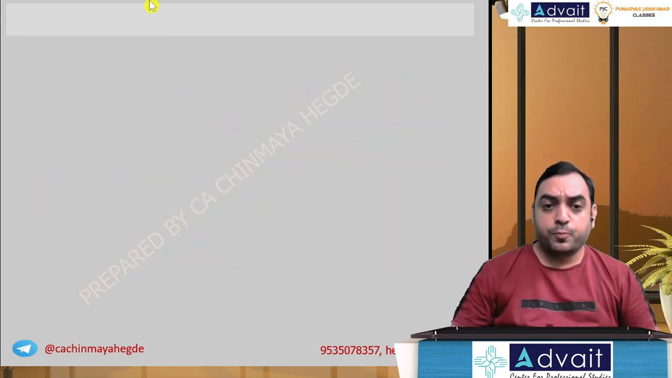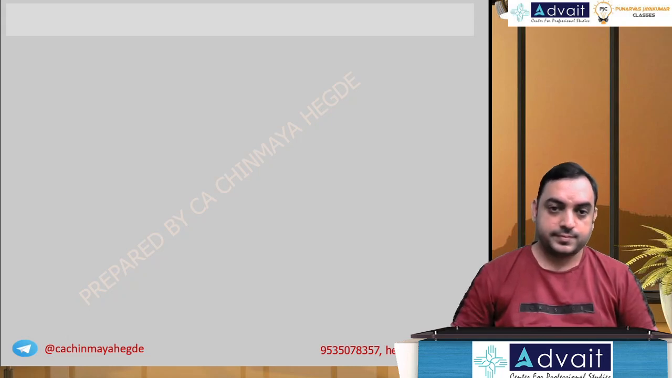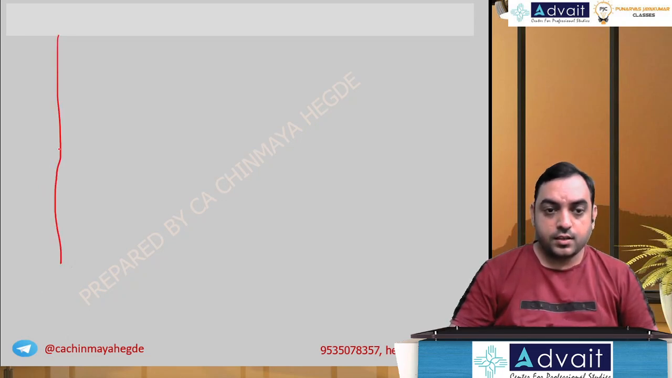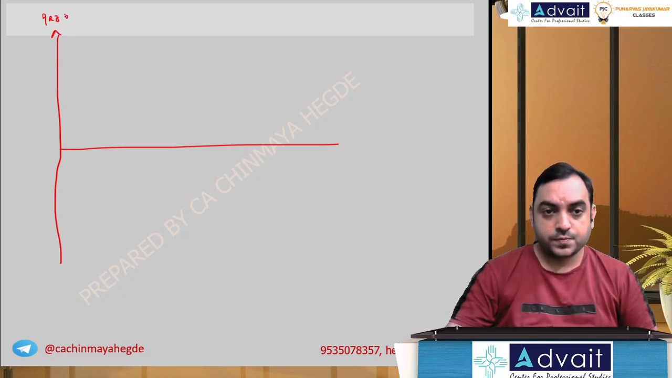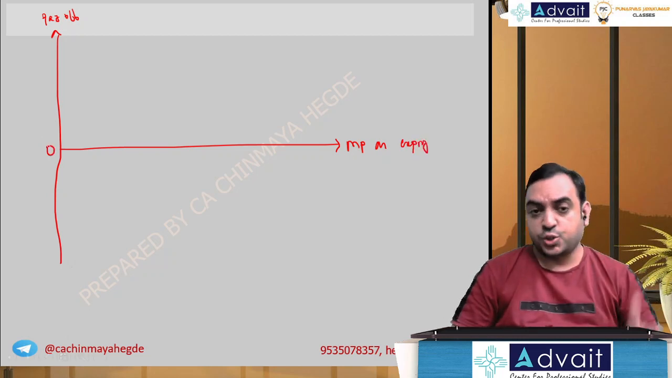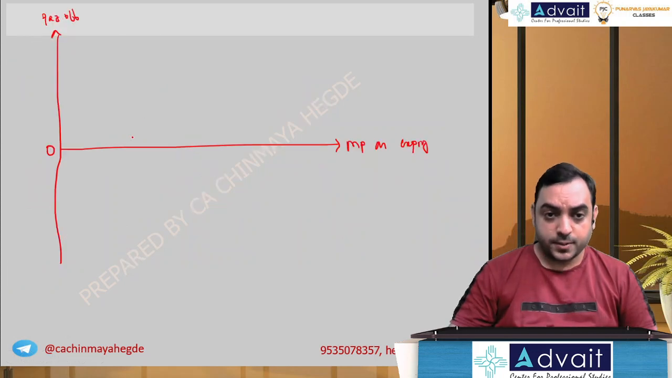Okay, hope it is fine. Now I'll put this in the graph. Try to draw a straight line. On the x-axis we have payoff, and on the y-axis we have market price on expiry. I'm looking at 3 situations: 800, 1000, and 1200. What are the profits or losses you are getting?